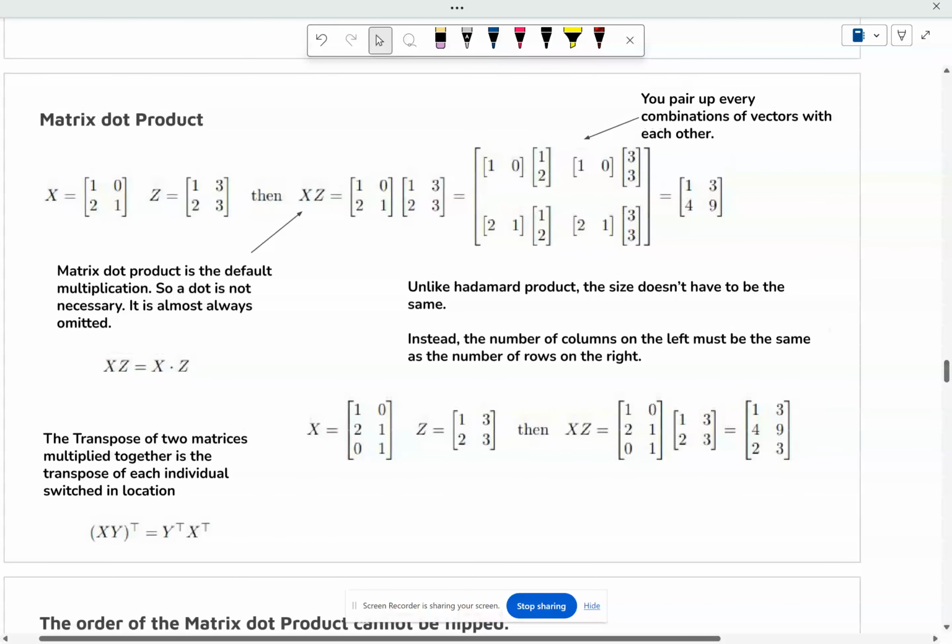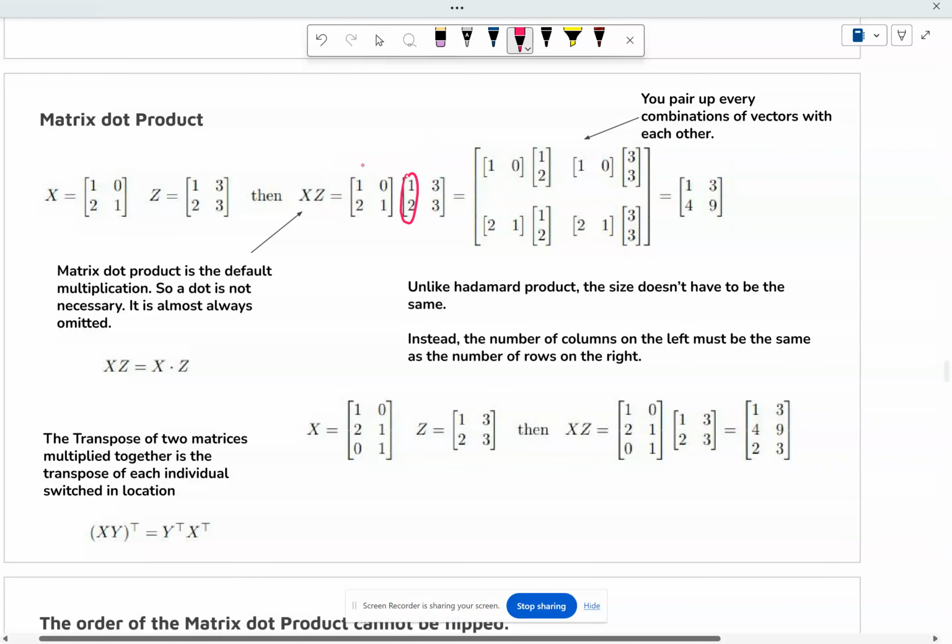All right, the next one is called the matrix dot product. It's written as this. The matrix dot product is probably the most commonly used multiplication. Therefore, the standard is you don't even need to write anything. You just write xz, and that assumes that we're doing a matrix dot product. And how does it work? Well, we take the first column and multiply by the first row. So this right here is your dot product. You do the dot product between the first column and the first row.